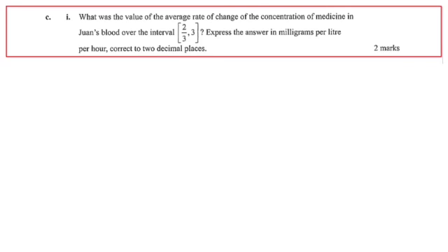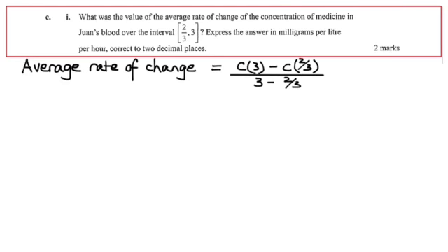Next part. What was the value of the average rate of change of the concentration of medicine in Juan's blood over the interval 2/3 of an hour to 3 hours? Now they're testing our ability to know what the average rate of change is. Express the answer in milligrams per litre per hour, correct to 2 decimal places. Well, we've just got to take the value of concentration at 3 hours minus the value of the concentration at 2/3 of an hour and divide it by the time which elapses between 2/3 of an hour and 3 hours. No instantaneous derivatives in here, guys. Just basically delta C over delta T. That's what we're doing. Yeah? Okay?